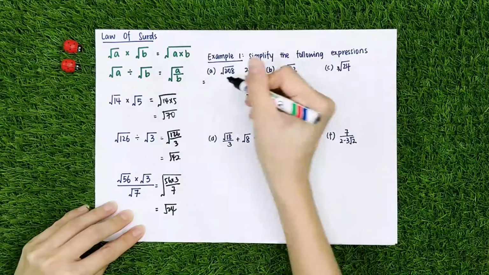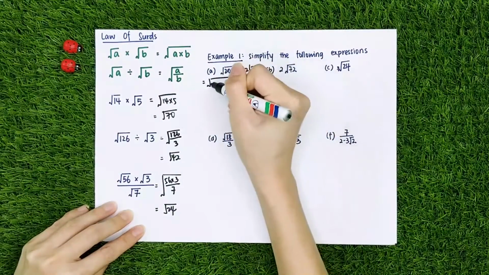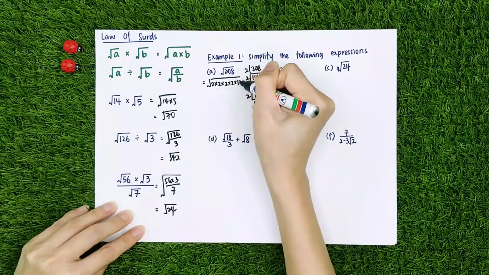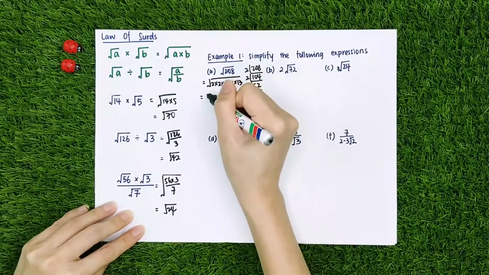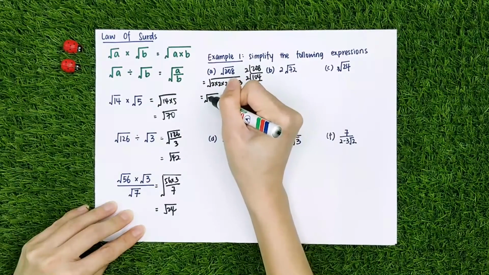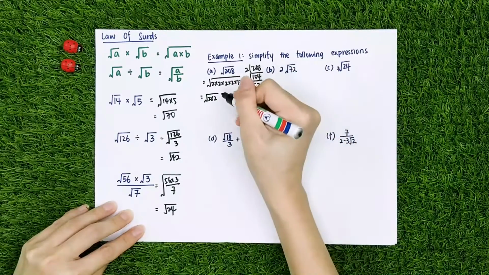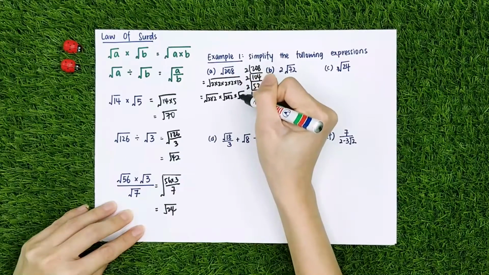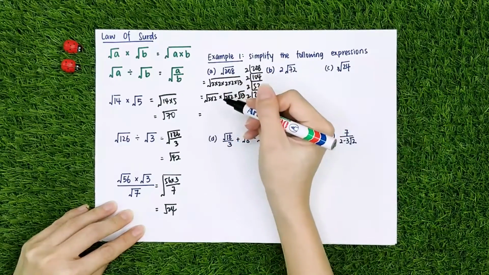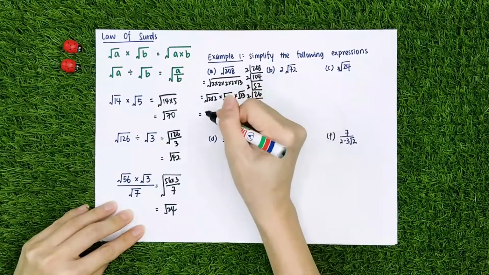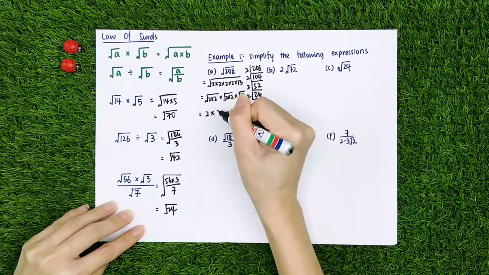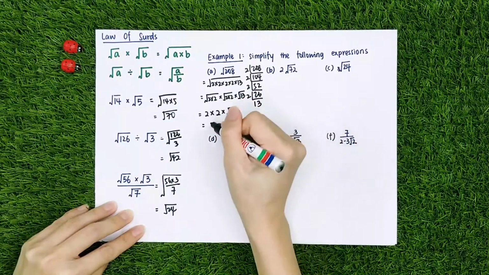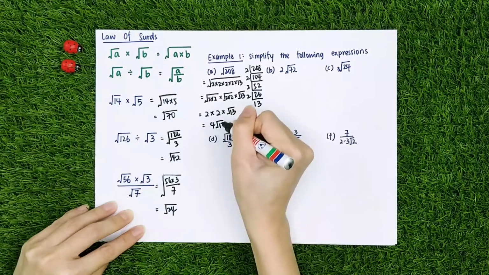Okay, by law of surd, I know that this is 2 times 2 times 2 times 2 times 13. So I can split it up: square root of 2 times 2 at here, times square root of 2 times 2 at here, and the last one, square root of 13 at here. 2 times 2 equals 4. Square root of 4 equals 2. Times this one also 2, times square root of 13. So my final answer is 4 square root of 13.